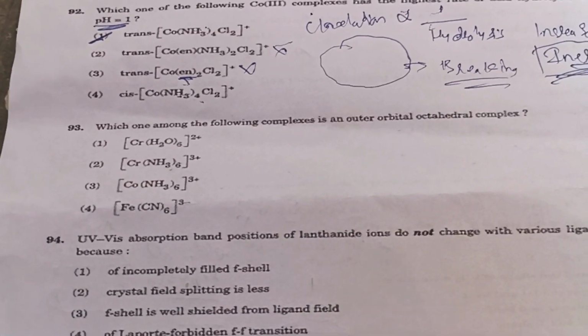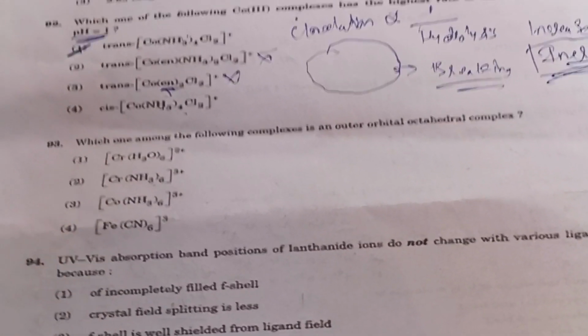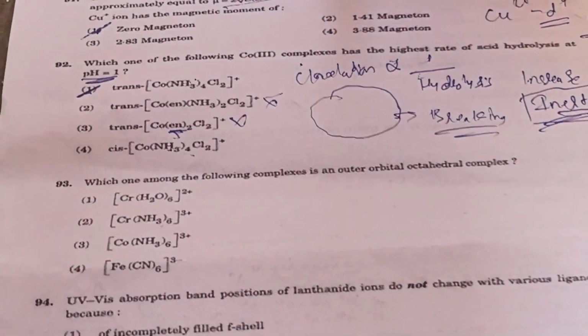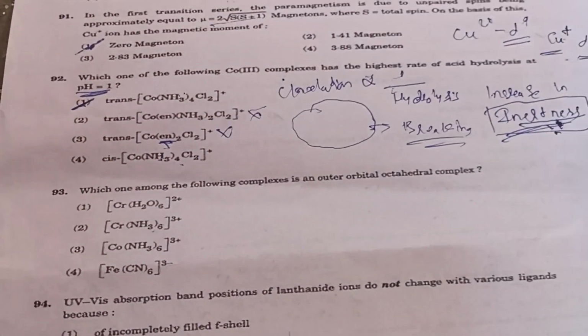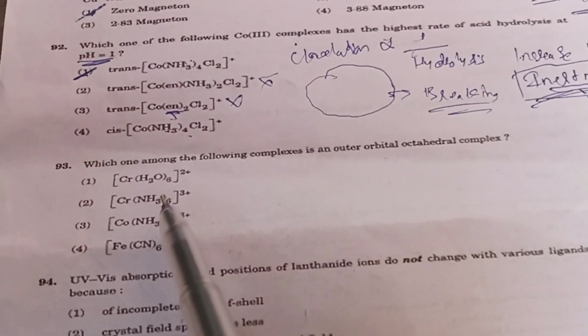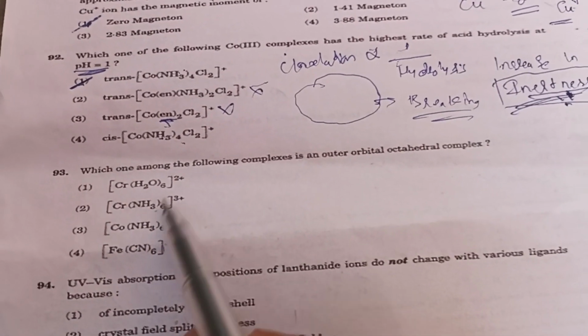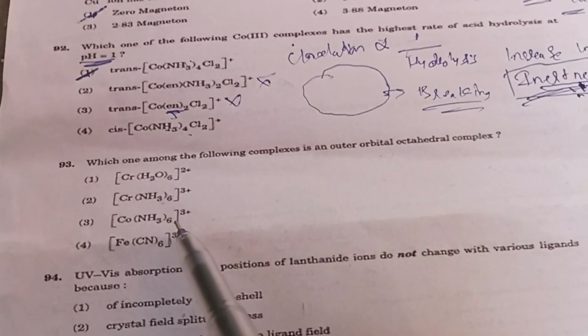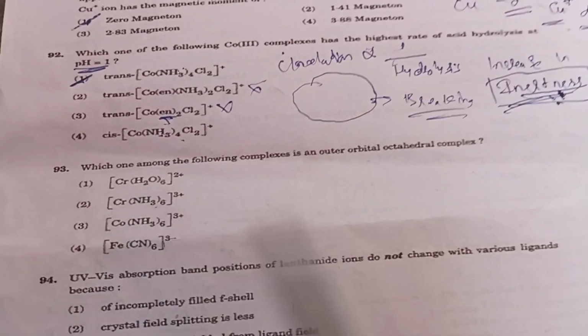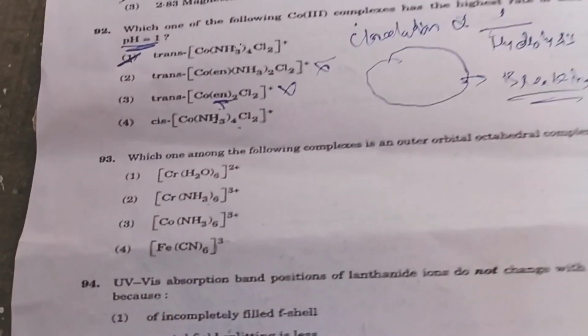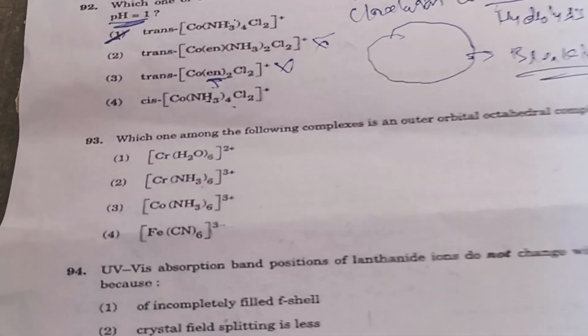So for question 93, which one among the following complexes is an outer orbital octahedral complex? We know that here NH3, CN, these three are strong ligands, and this one is the weak ligand, right? So this will be the right answer.